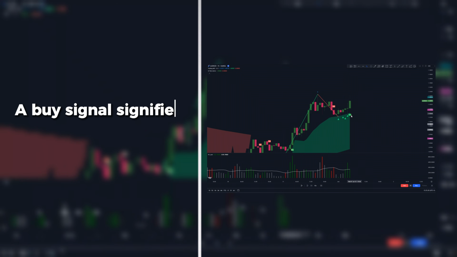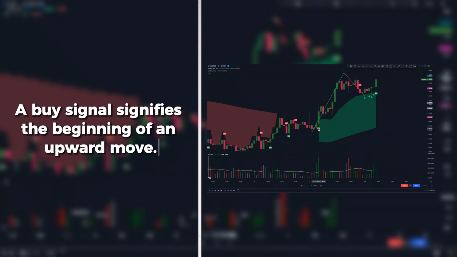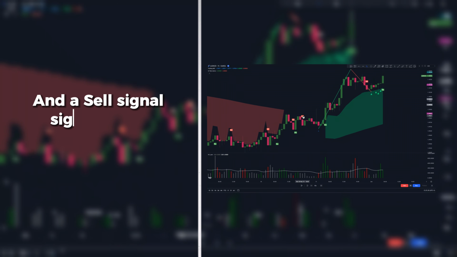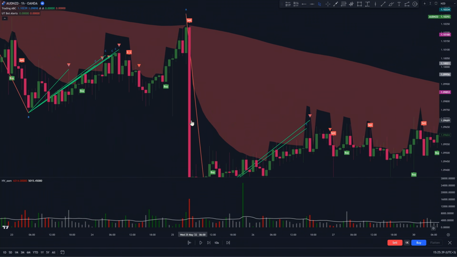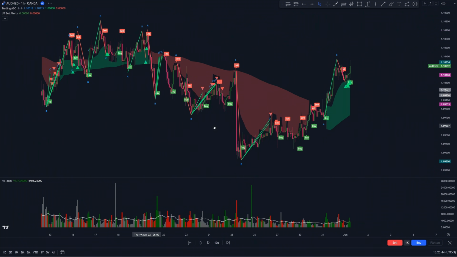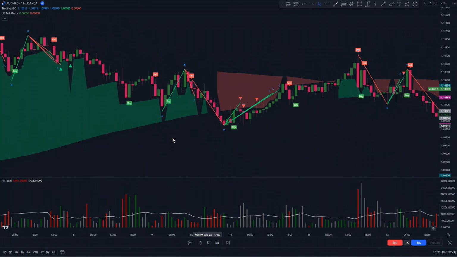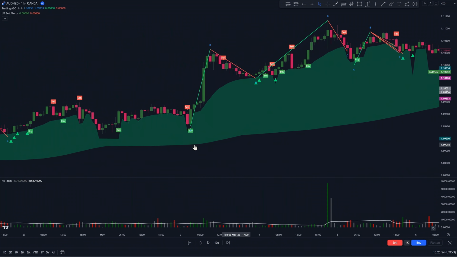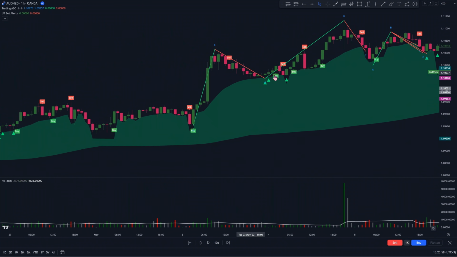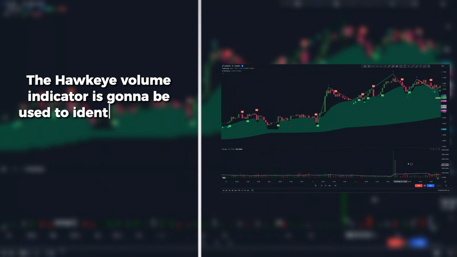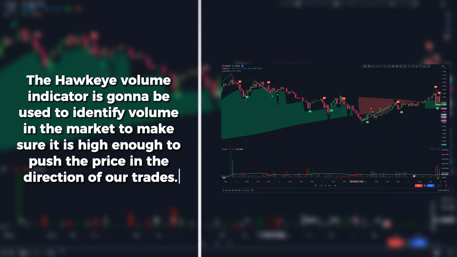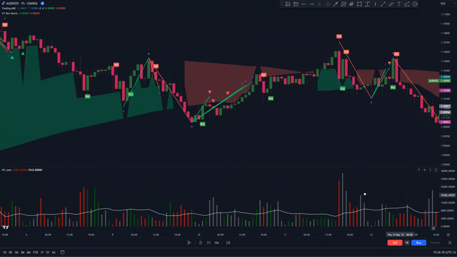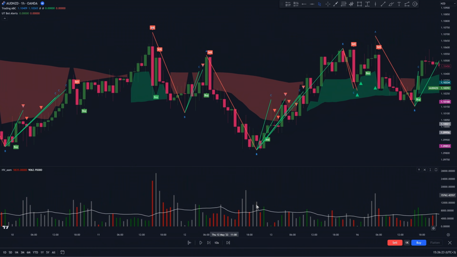A buy signal signifies the beginning of an upward move, and a sell signal signifies the beginning of a downward move. Using the UT bot alerts indicator for this strategy can increase its win rate immensely, while at the same time keeping subjectivity at bay. The Hawkeye volume is going to be used to identify volume in the market to make sure it is high enough to push the price in the direction of our trade. We're going to see how it works in the next few minutes with trade examples.